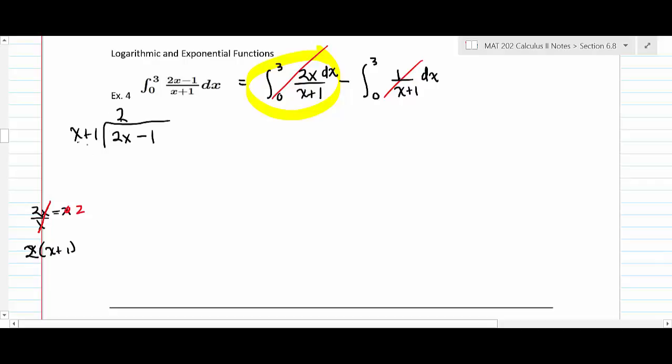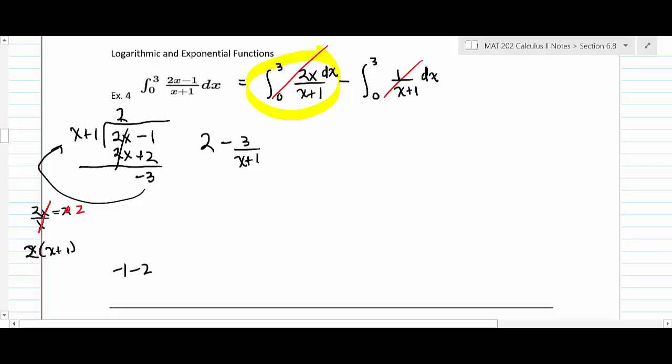All right, so we have 2 times x is 2x, and then 2 times 1 is 2. Then we subtract. Okay, so when you subtract, 2x minus 2x cancels. Negative 1 minus 2 is negative 3 like that. And then that's your remainder. So what you say then is we have a result of 2, and remember you put the remainder over the divisor, so you say minus 3 over x plus 1 like that. Okay, now we're in business.